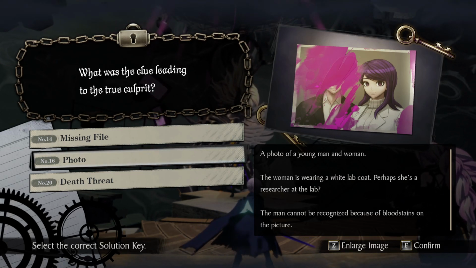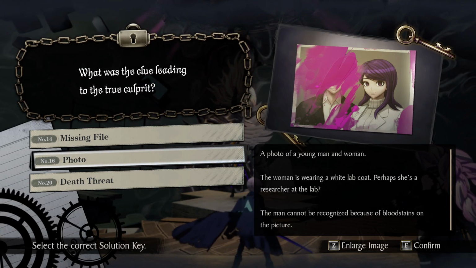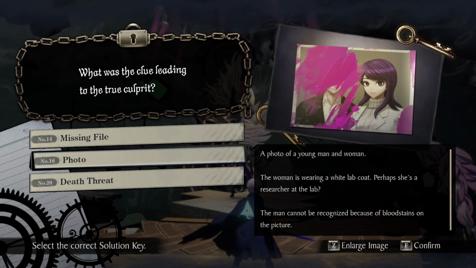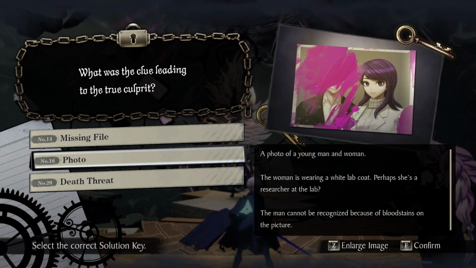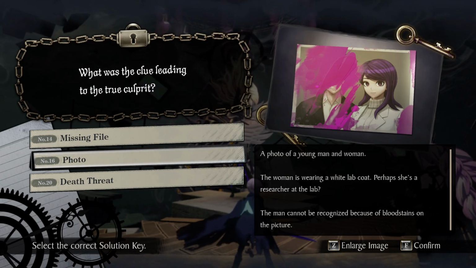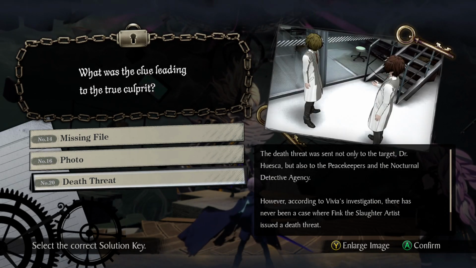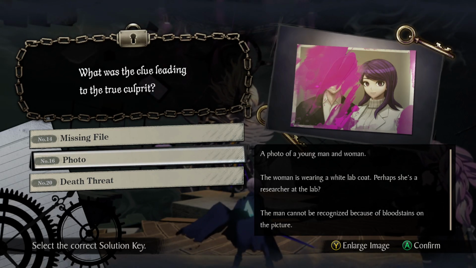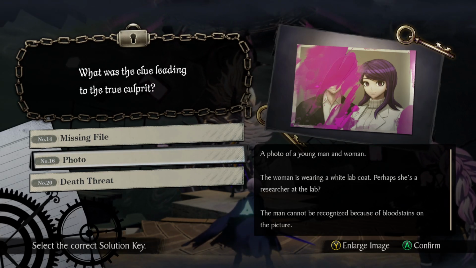Last we left off we figured out who the culprit is and today we're going to have to accept the consequences. I've been on this screen for about 5 minutes now, just waiting, just trying to accept, going through all 5 stages of grief. So there's only one way to go and that's forward. So let's go. It's going to be the photo. What was the clue leading to the true culprit? It's the photo. Here we go.